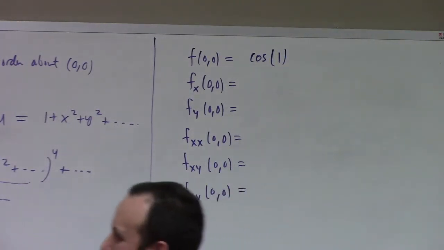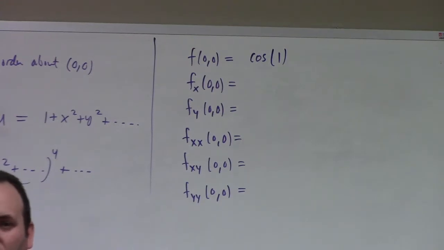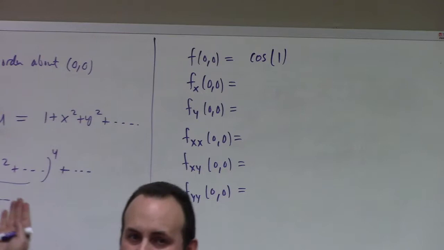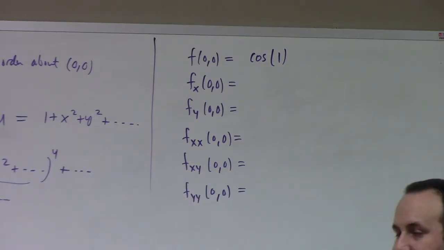Which, by the way, is what we're picking up with these terms: 1 minus 1/2 plus 1 over 4 factorial, and so forth and so on. That's the cosine of 1.